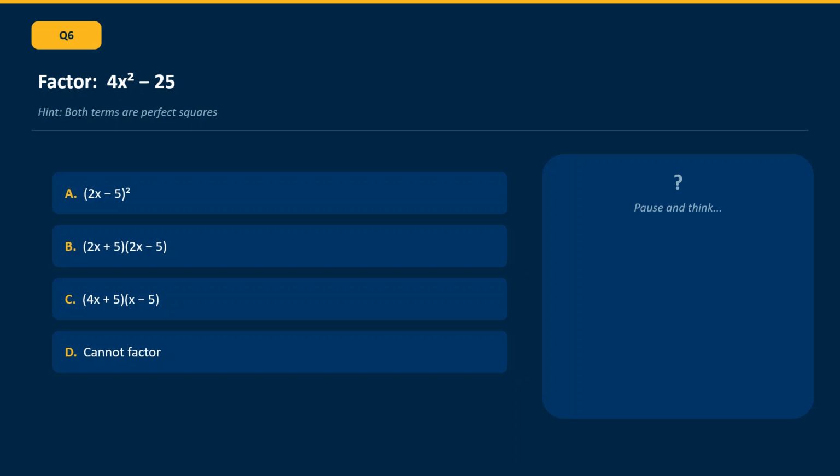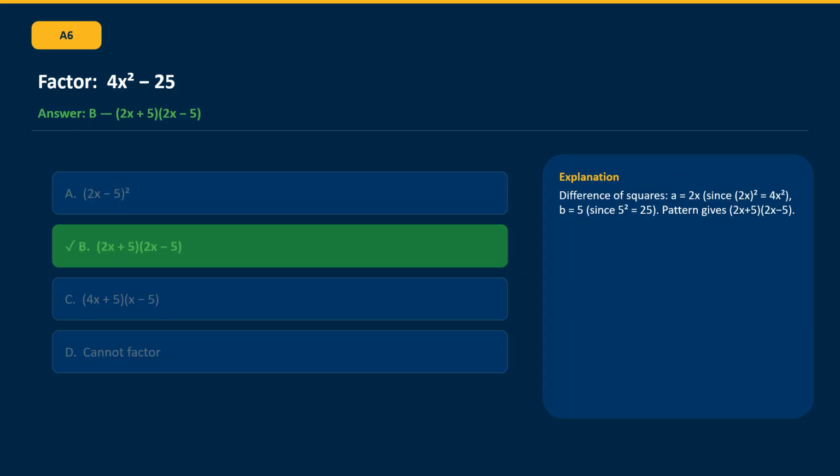Question 6. Factor 4x squared minus 25. Look at the structure of these two terms. Choose your answer. The answer is B. The quantity 2x plus 5 times the quantity 2x minus 5. This is a difference of squares.